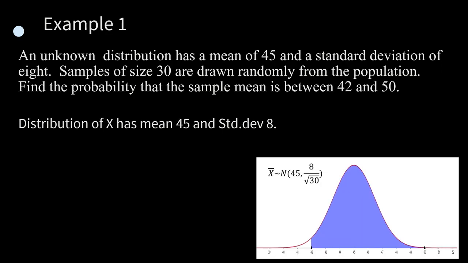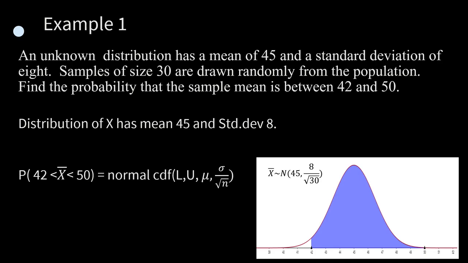And if we are interested in finding the probability between 42 and 50, that means we are trying to find the area between 42 and 50 for the sampling distribution x bar, which has the same mean 45. The standard deviation is 8 by square root of 30. So it is a sampling distribution with a mean 45, standard deviation 8 divided by square root of n, where n is 30 here.